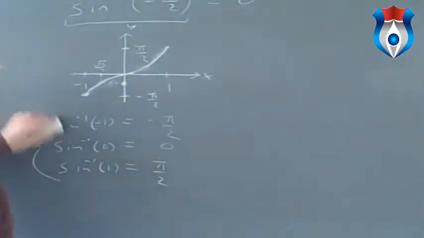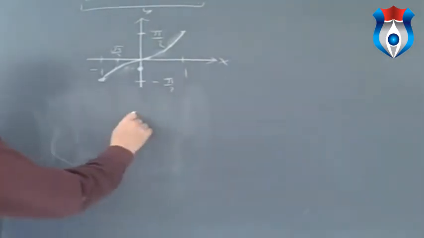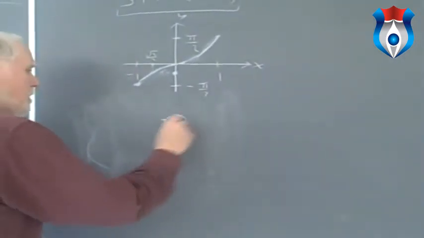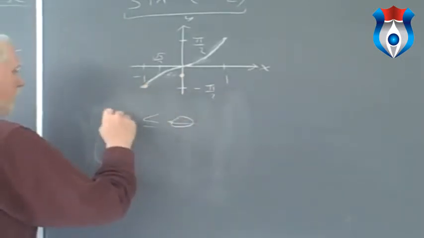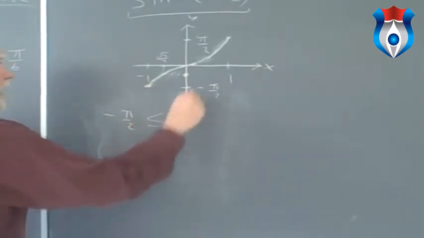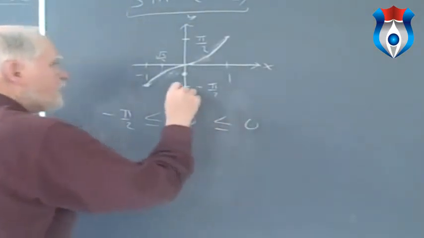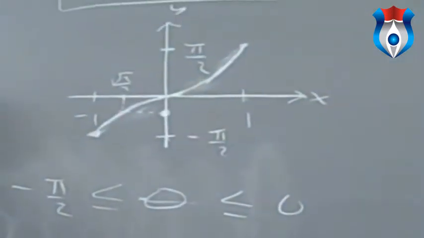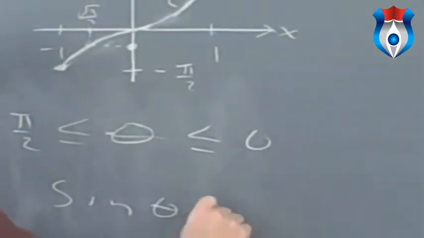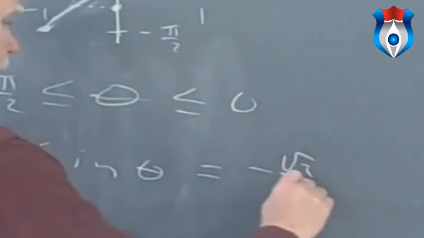So my theta is greater than or equal to negative pi over 2 and less than or equal to 0. It's trapped between here and here. So then the next thing I ask myself is, the sine of what angle that is between negative pi over 2 and 0 gives you negative root 2 over 2.